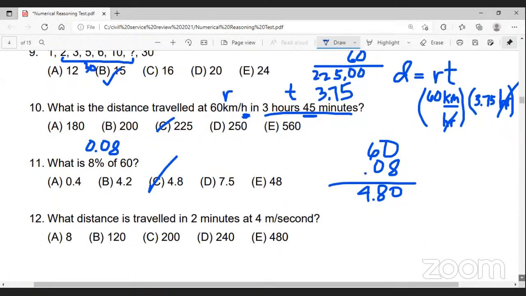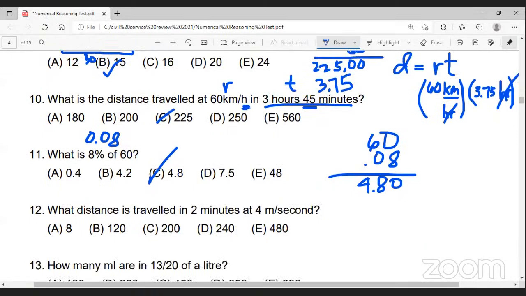Item number 12. What is the distance traveled in 2 minutes at a rate of 4 meters per second? Still, the same equation or formula is to be used. Apply it. However, careful, in the rate we have seconds. So you need to convert the time into seconds first before multiplying it to the rate.